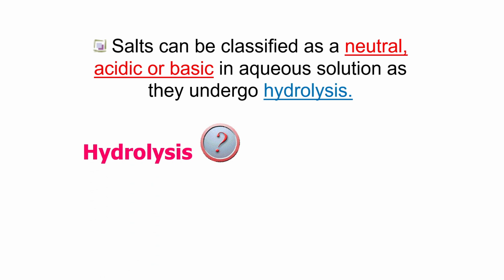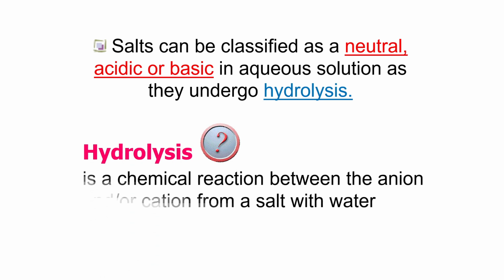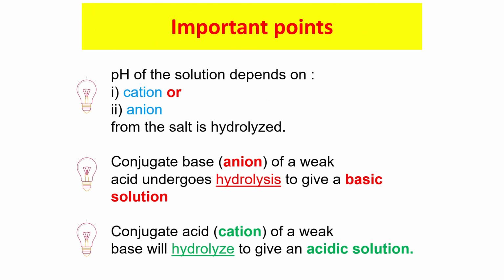What is hydrolysis? Tadi saya dah explain. Hydrolysis bermaksud tindak balas kimia, a chemical reaction between an anion or cation from a salt with water molecules. Jadi garam dissociate kepada cation dan anion dan dia react with water molecules. Kita akan tengok tiga important points di dalam part ini, iaitu the pH of the solution will depend on whether the cation or anion from the salt is hydrolyzed.